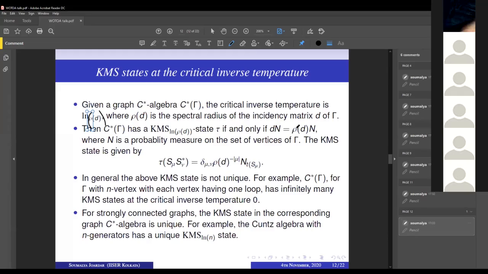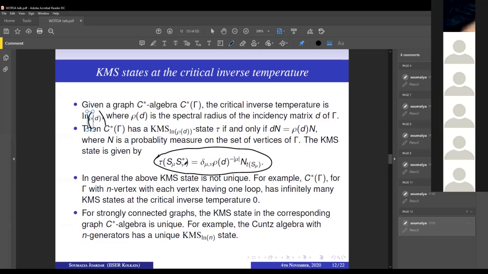So this is a plus, right? And μ is a probability measure on the set of vertices, meaning that you take some non-zero values adding up to 1, because it has to be a state first of all. Then the KMS state will be given by this formula, τ(S_μ S_ν*) equal to this. This is the formula. What is S_μ?